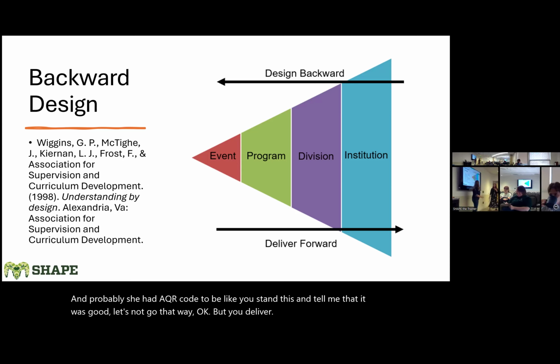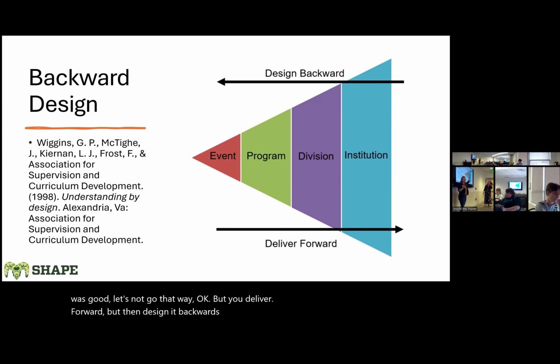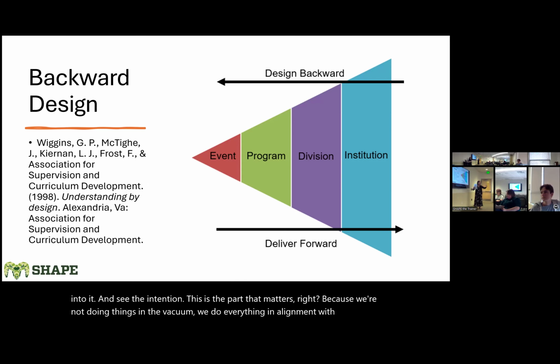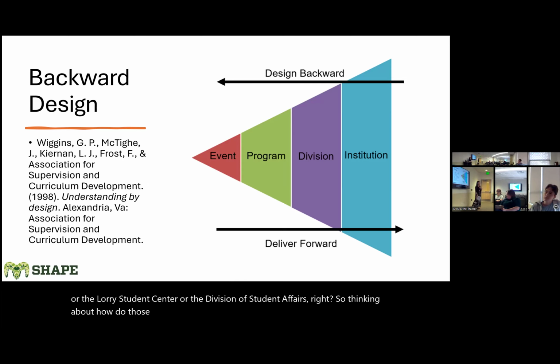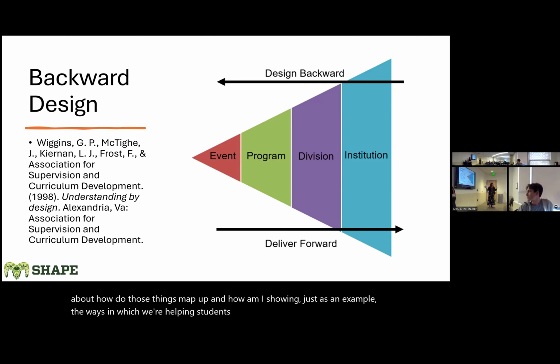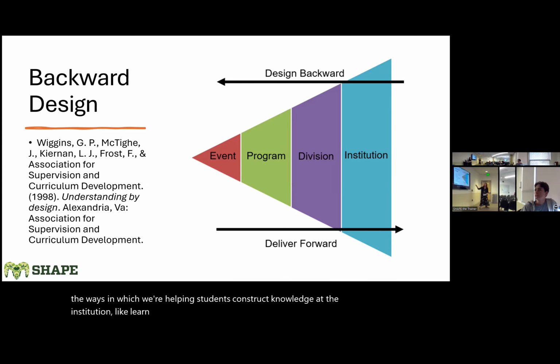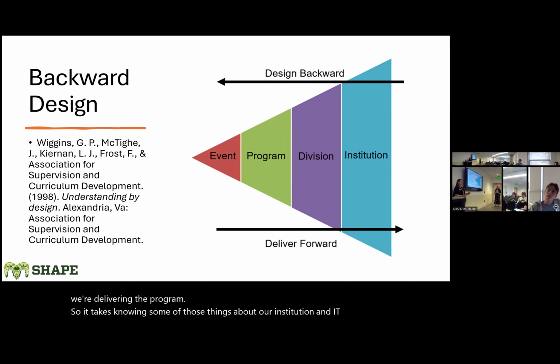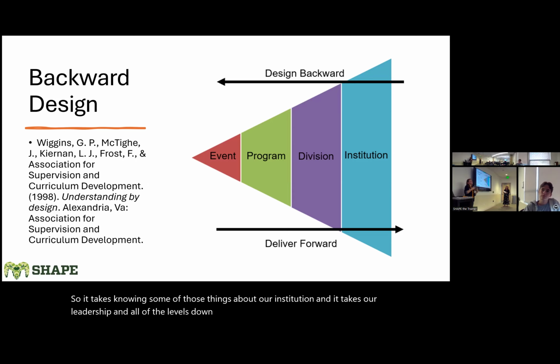But you deliver it forward, but then design it backwards, right? So it takes a little bit of thought. The intention, this is the part that matters, right? Because we're not doing things in a vacuum. We do everything in alignment with SLICE or the Lory Student Center or the Division of Student Affairs, right? And so thinking about how do those things map up and how am I showing, just as an example, the ways in which we're helping students construct knowledge at the institution, like learn things at an institution. We're thinking about that before we're delivering the program. So it takes knowing some of those things about our institution, and it takes our leadership and all of the levels down talking about what's important to CSU as a whole, but also us as a division and departments.